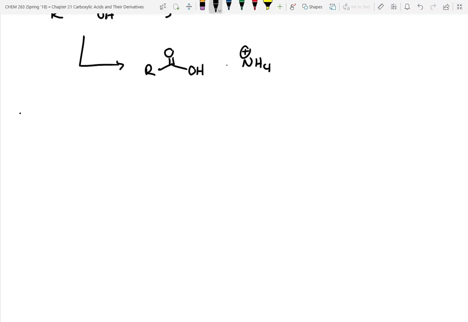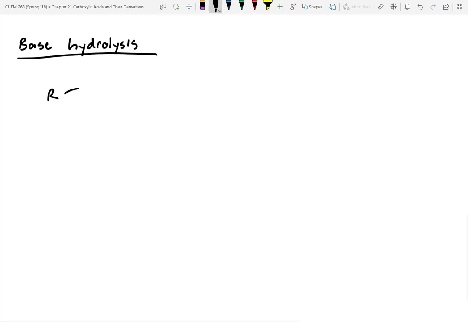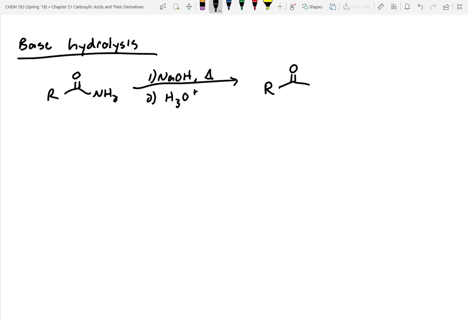Base hydrolysis can also occur. So let's say you have an amide. You can accomplish the same transformation using sodium hydroxide, really crank up the heat, and then in the end you need to reprotonate your carboxylic acid, so you treat it with some sort of weak or relatively strong acid, I should say, and you can get your carboxylic acid to pop out.